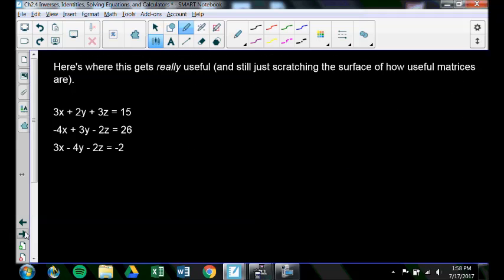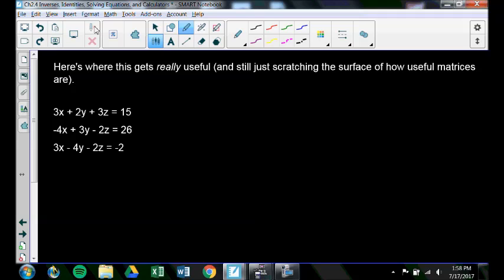So, here is where this matrix stuff starts to get really useful. This is a 3 by 3 system of equations. We haven't solved these by hand in class. We can. I used to teach how to solve these by hand, and then I've kind of stopped bothering, because we can do it so effectively and efficiently and correctly by matrix.